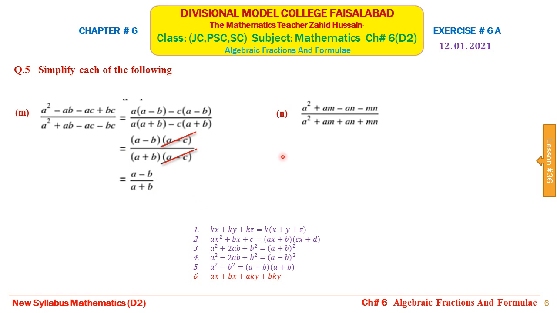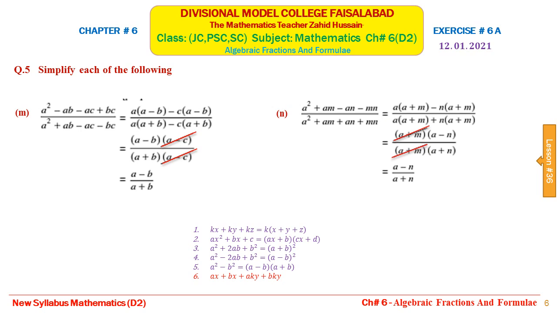Its n part is also same as this one. You will factorize this by grouping first 2 terms and last 2 terms. In the denominator also you will group first 2 terms and last 2 terms and you will take out common. From first 2 terms a is common and you are left with a plus m. From the last 2 terms minus n is common and you are left with a plus m.